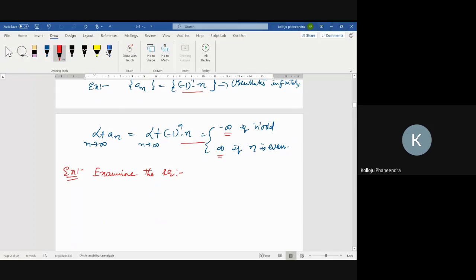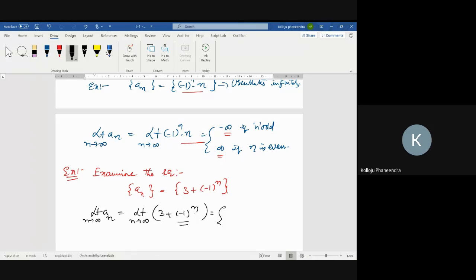Okay, let me consider this example. an equals 3 plus minus 1 whole power n. To check whether it is a convergent, divergent or oscillating sequence, I apply the limit for the nth term, 3 plus minus 1 whole power n. Since minus 1 whole power n has two values, minus 1 when n passes through odd values and plus 1 when n passes through even values, what does this value become?